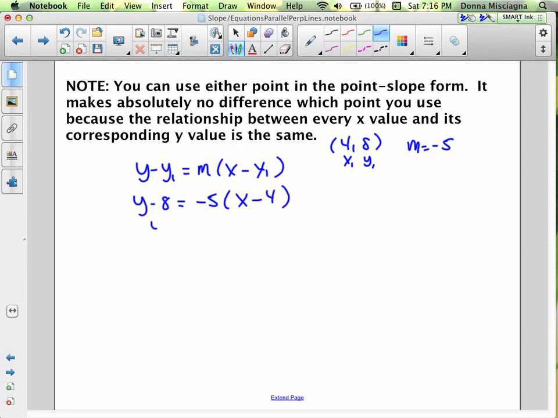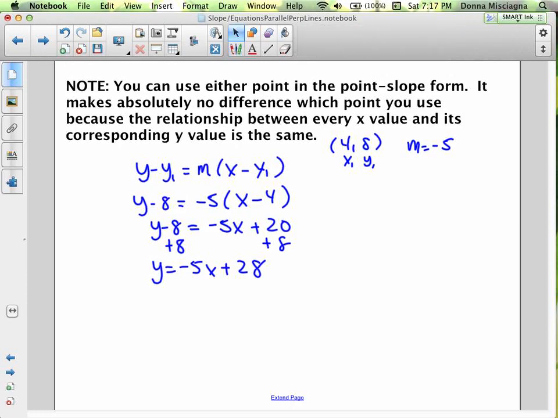No double negative to simplify, so let's just distribute. y minus 8 equals -5 times x is -5x. -5 times -4 is a positive 20. And now to isolate y, we just add 8 to both sides. So y is equal to -5x plus 28. And there we're done. Notice we got the very same equation. So you can use either point in point-slope form. It makes absolutely no difference which point you use, because the relationship between every x value and its corresponding y value is the same. So pick whichever one you like. Maybe we'll choose the one with the smaller numbers.